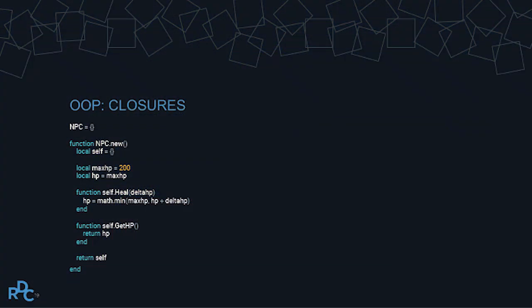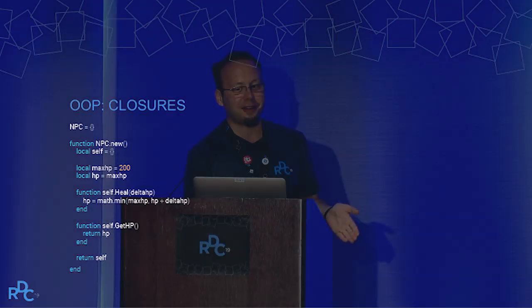For people who are in the back, I hope your eyesight is good, but for people in the front, here's an example of an NPC class that has health points and max health points, and you can get health points, and then you can damage or heal, I guess. You're a positive company, so you don't damage things, you heal them. This is what it looks like with closures, right? You have function objects inside a function, and you have local variables that correspond to fields of your class.